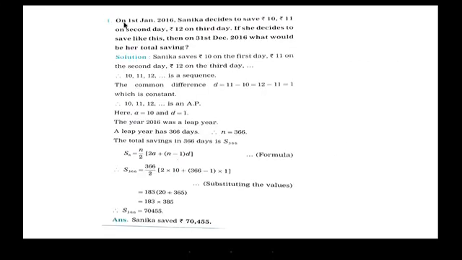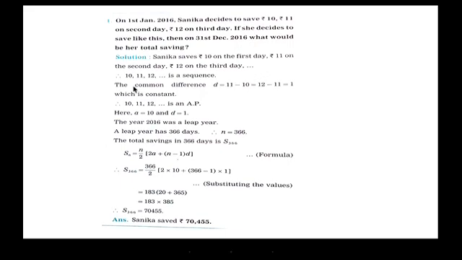The first one. On 1st January 2016, Sanika decides to save rupees 10, rupees 11 on the second day, rupees 12 on the third day. If she decides to save like this, then on 31st December 2016, what would be her total savings? Okay, so on first day, Sanika saves rupees 10. On second day, she saves rupees 11. On the third day, she saves rupees 12, and so on. This way she continues till 31st December.